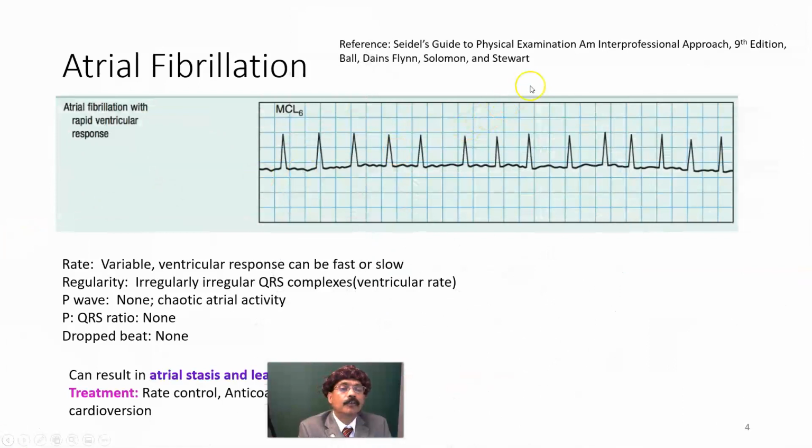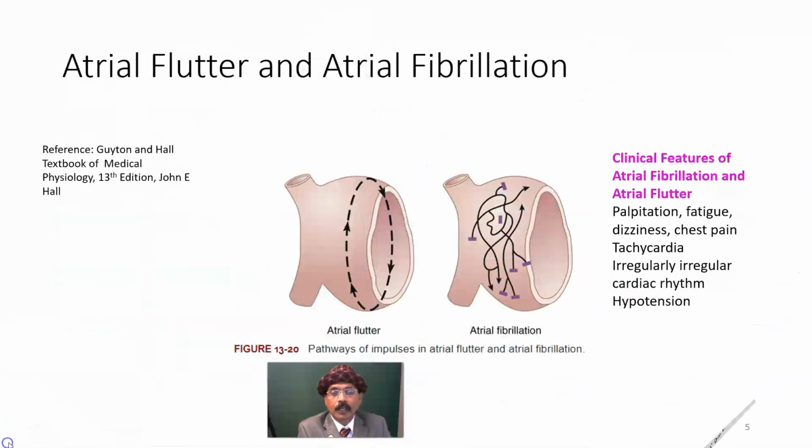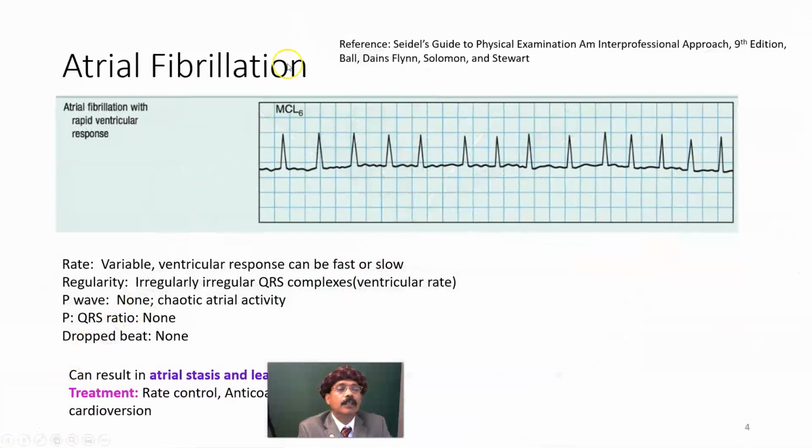Here is the atrial fibrillation. We are not seeing any P wave. Okay, P wave is missing here, and here we can count the heart rate: 1, 2, 3, 4, 5, 6, 7, 8, 9, 10, 11, 12, 13, 14.